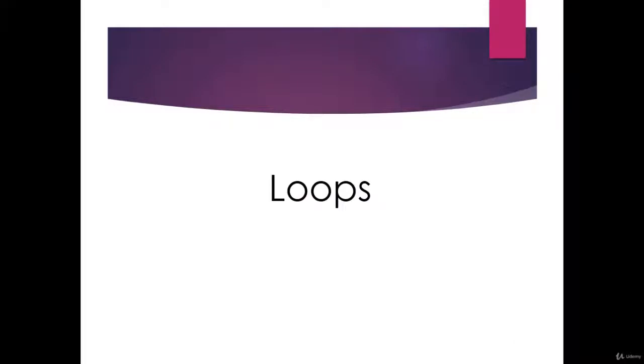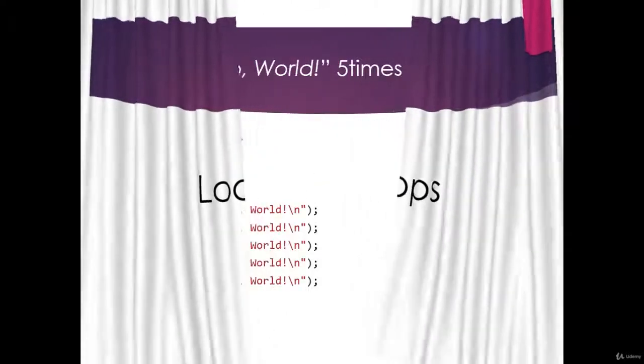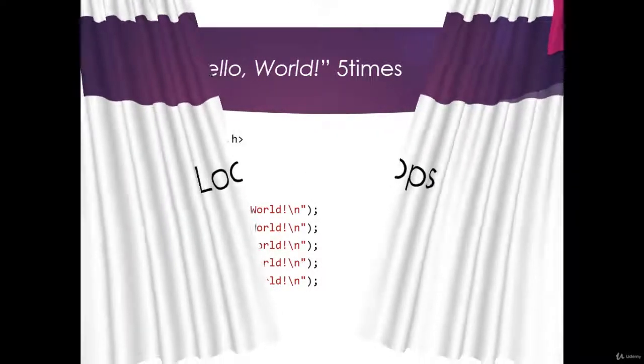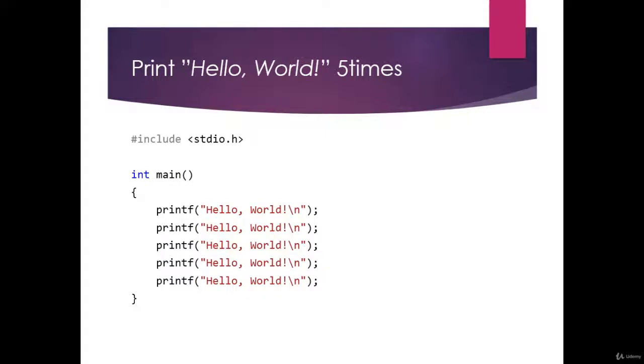After seeing sequence and if statements, we have to check loops, because loops are a very fundamental structure for programming. Let's consider a situation when you want to print hello world 5 times. Here is a C program that prints hello world 5 times. When this program is executed, it produces the expected result.